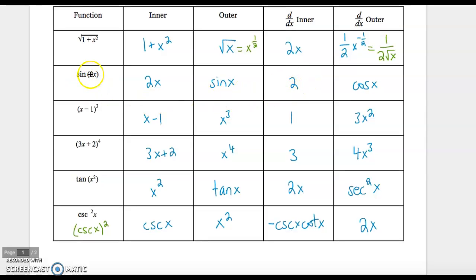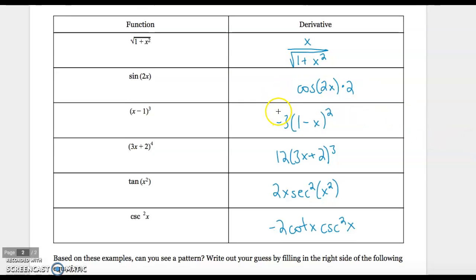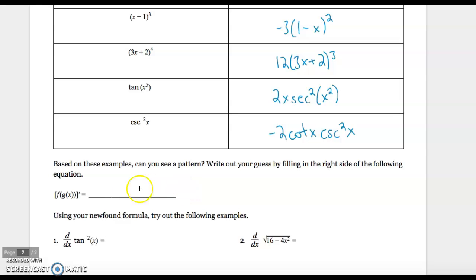So if I'm looking at everything that happens, I have the derivative of my outside function with my inside function remaining the same, and then I could have written, I guess, this 2 over here at the end, right? I don't necessarily need the 2 to be right there, times the derivative of my inner function. And so that's the rule. That's basically the pattern. And ideally, like I said, you guys would come to this conclusion on your own, but it's okay if I get you there a little bit too.